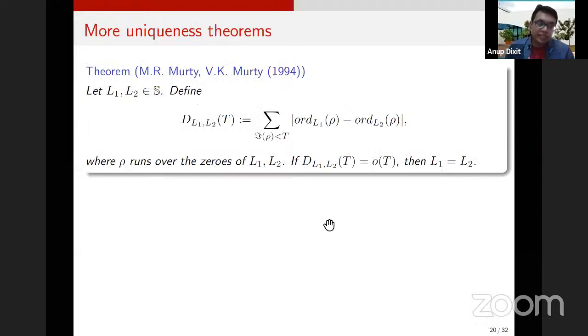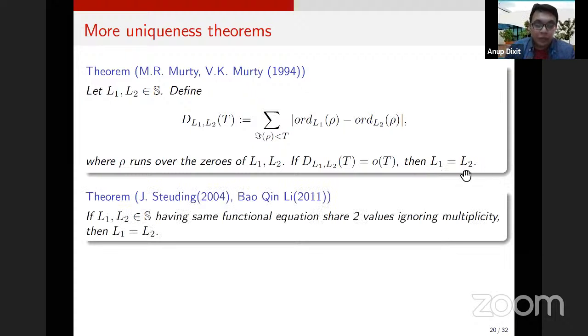So in this context, there have been several results, and these are sometimes called strong multiplicity theorems. The first of this kind was proved by Ram Murty and Kumar Murty, who showed that if L1 and L2 in the Selberg class share zeros except for a certain error set, like except for a few zeros, they share almost all zeros, then in fact they must be the same.